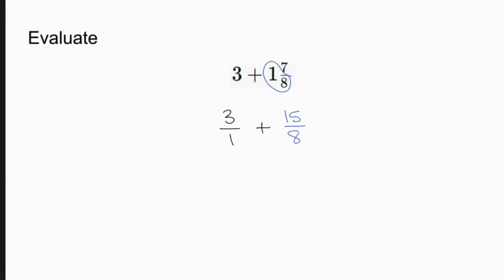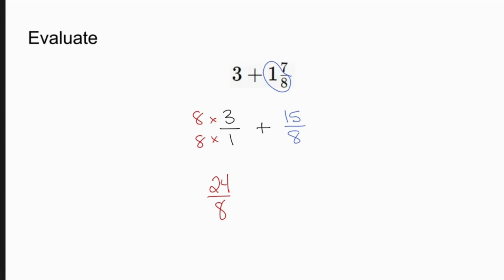Now we have improper fractions, but the issue with one of them is that this denominator and that denominator are not the same. Oh, but you know what? Since that's 1, all I have to do is multiply it by 8 to make it the same denominator. If I'm going to multiply the denominator by 8, I have to multiply the numerator by 8 as well. So 8 times 3 is 24. 8 times 1 is 8.